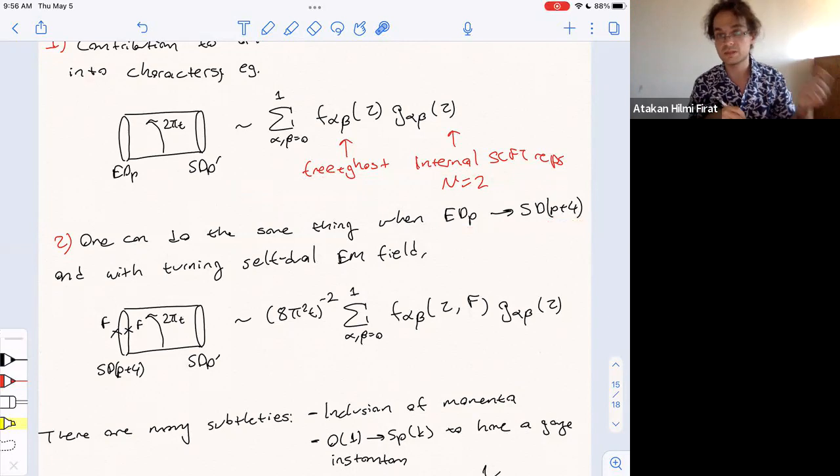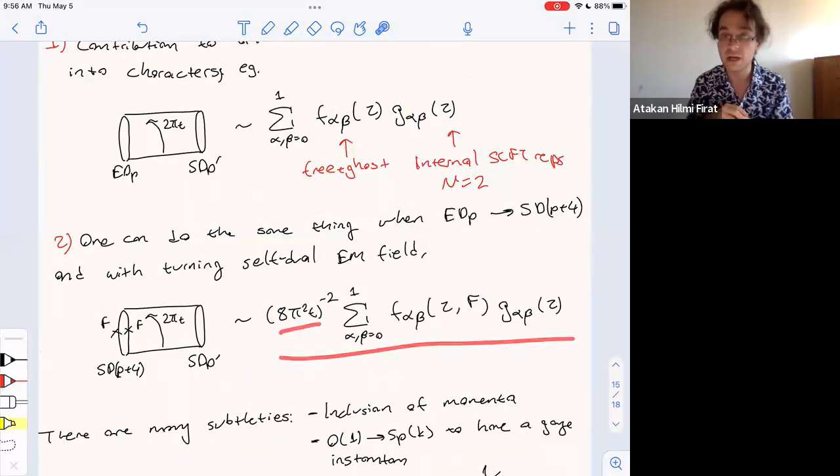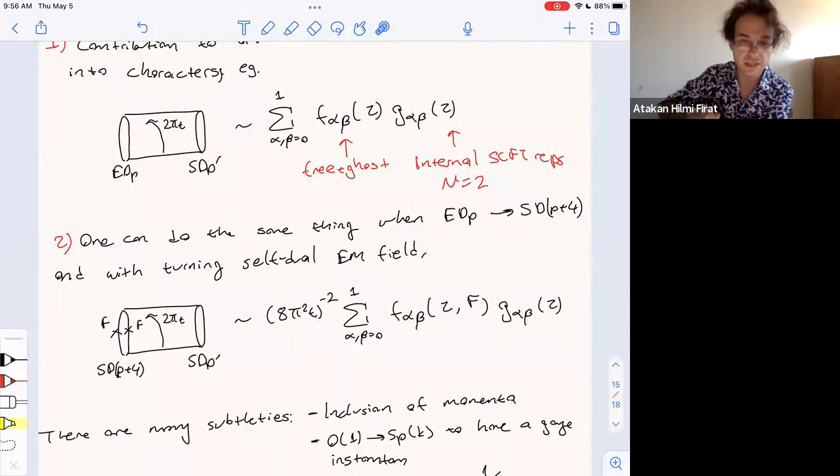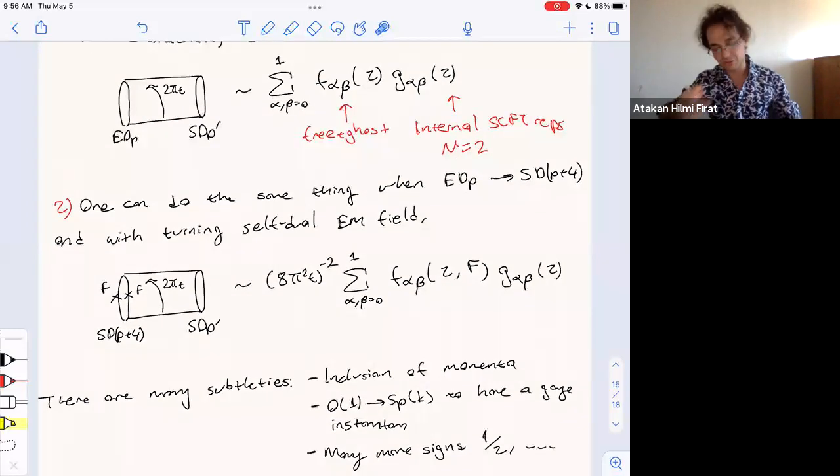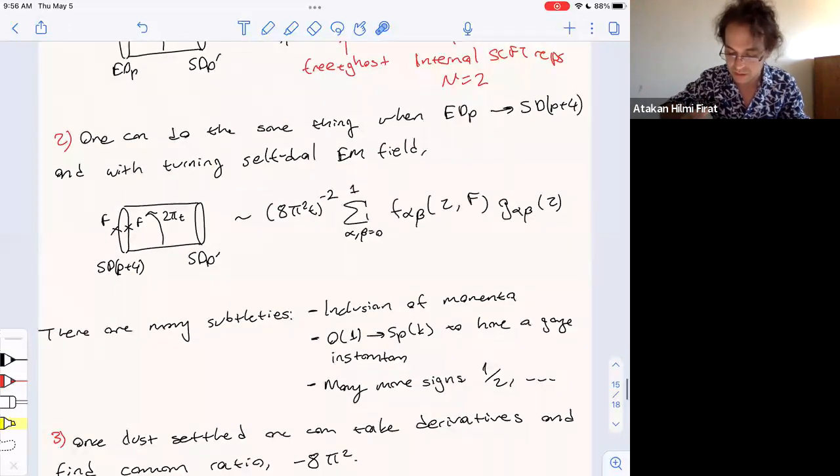That is, I just replace Dirichlet boundary condition in the non-compact direction with the Neumann one, and turn on some fluxes. So this will result in some twisting in the free field part with some addition of momentum, etc. But of course, there are many subtleties and many factors of minus and half that we have to deal with. There's inclusion of momentum that has to be done correctly. You have to take into account Landau levels because you're turning on some magnetic field.